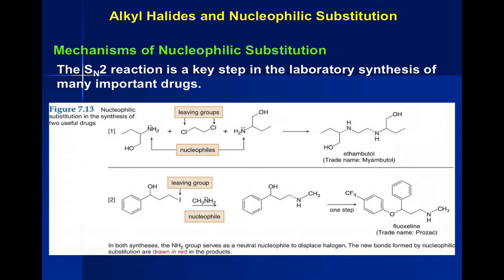We made ethambutol. We can also use methylamine, make this carbon-nitrogen bond, and in one step you get Prozac, which is a very important antidepressant, right? But it's made using an SN2 reaction. The point I want to make here is that these reactions that you all are learning, you all will use when you get to medical school.